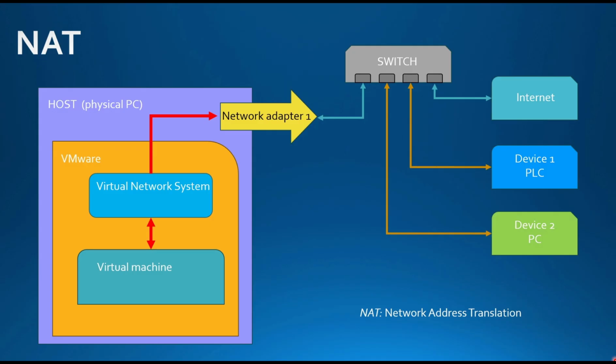Now, let's talk about NAT, or Network Address Translation. In this mode, VMware creates a private and isolated network just for the virtual machine, giving it an internal IP address that is invisible from the outside.